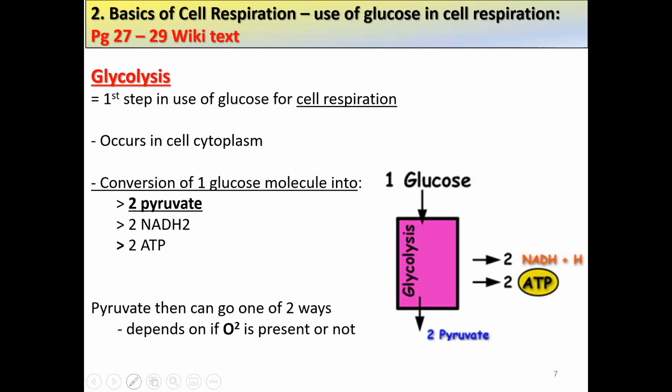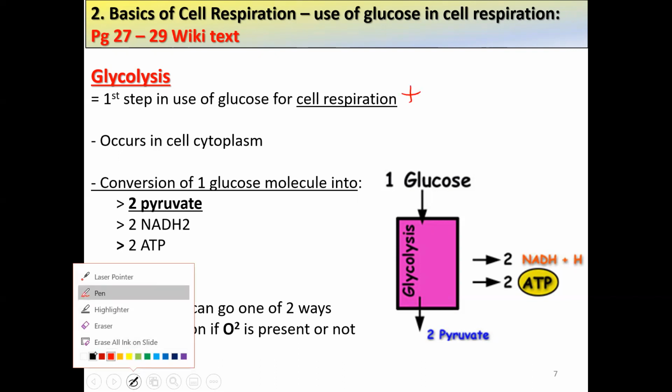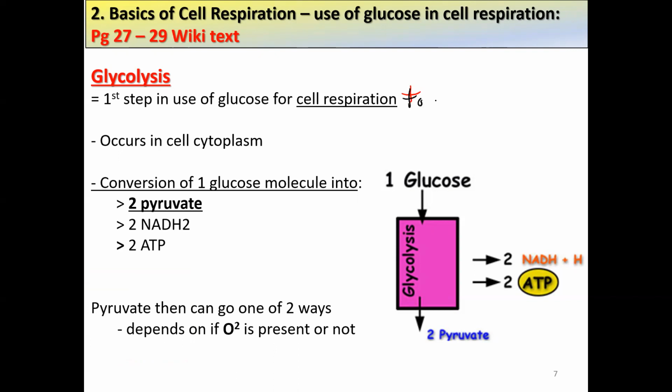So we defined this before. Glycolysis is using glucose for cellular respiration, to make ATP, ultimately to make a whole bunch of ATP. That's the energy currency of our cells. That's what keeps the cells alive.